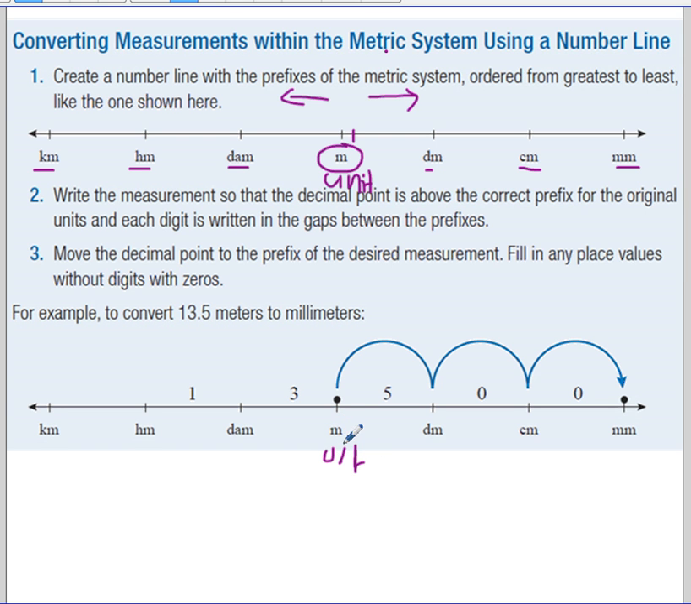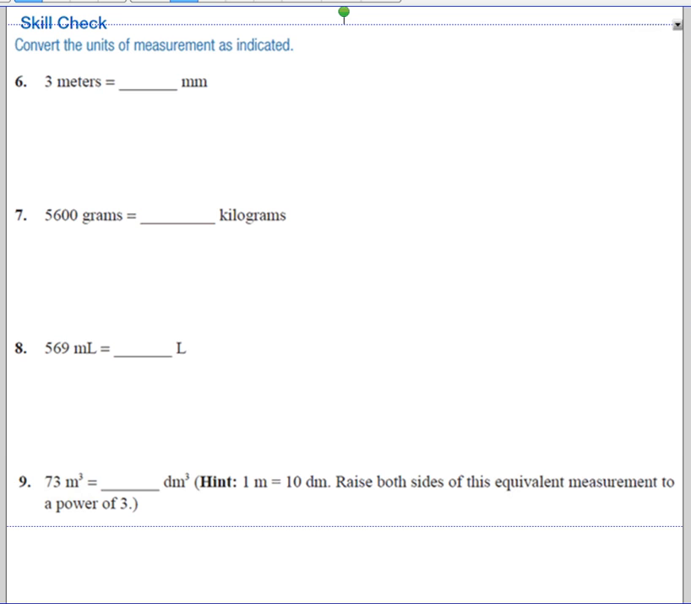And then going from meters to millimeters, we have to go to the right 3 times. And so they move the decimal 3 times to the right. And we had to fill in zeros to be able to do that, just like when we were working with our powers with our scientific notation. And so that helps us being able to use those number lines.